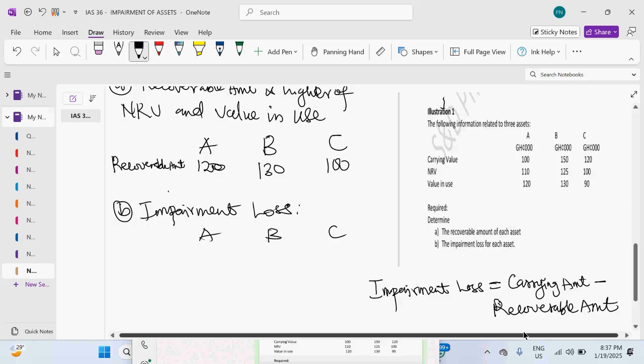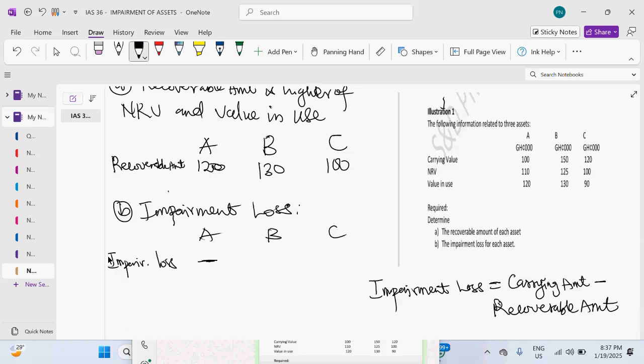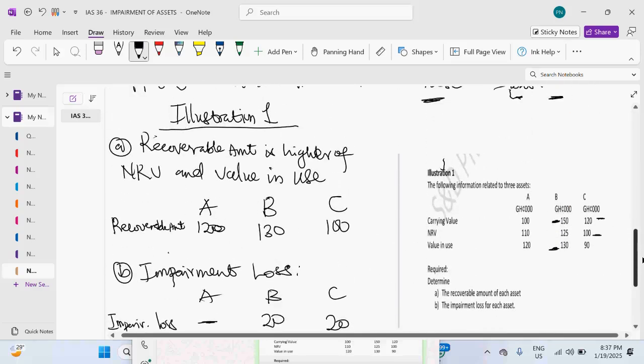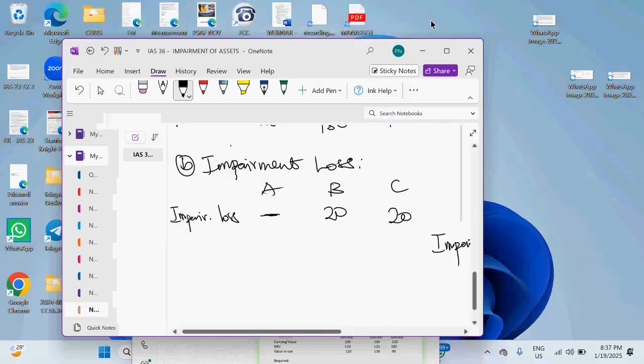That is it. So impairment loss for A is dash. What of B? Comparing the carrying amount of 150 and the recoverable amount of 130, the impairment loss is 20. What of C? Carrying amount of 120 and recoverable amount of 100, so 20. This question is just testing your basic knowledge. So that is it. Let's continue with question number 2.